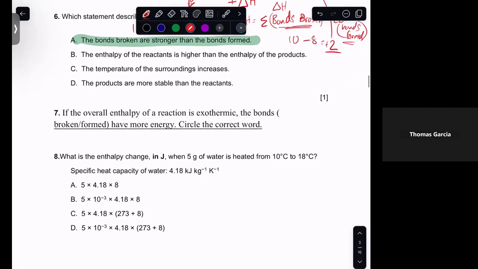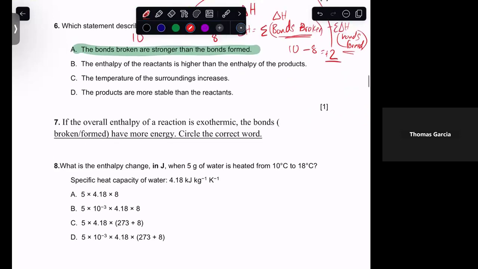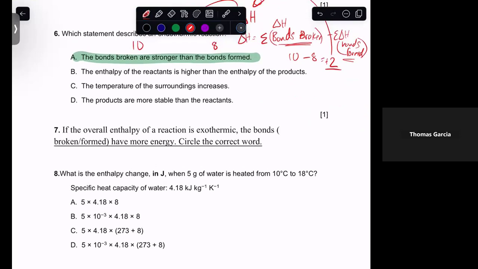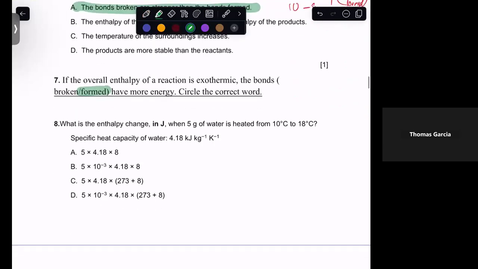All right. If the overall enthalpy of reaction is exothermic, the bonds broken have more energy or the bonds formed have more energy. This is the exact opposite of number 6. So if you got number 6 right, chances are you got number 7 right as well. Bonds formed. So endothermic, bonds broken have more energy; exothermic, bonds formed have more energy.